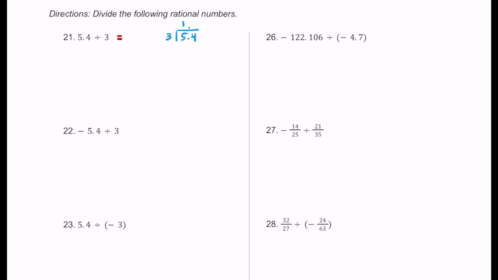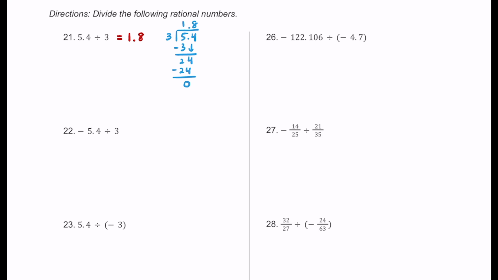3 times 1 is going to be 3. That's as close as we can get. 5 minus 3 is 2, bringing down this 4. Now 3 into 24 is going to be 8 times. 8 times 3 is 24. Our remainder here is 0. So when we take 5.4 and divide it by 3, that's equal to 1.8, and it's going to be positive.